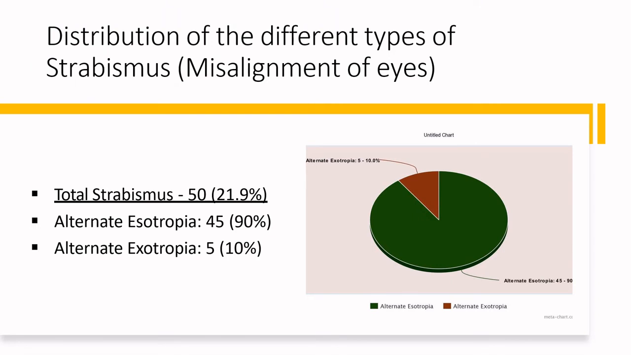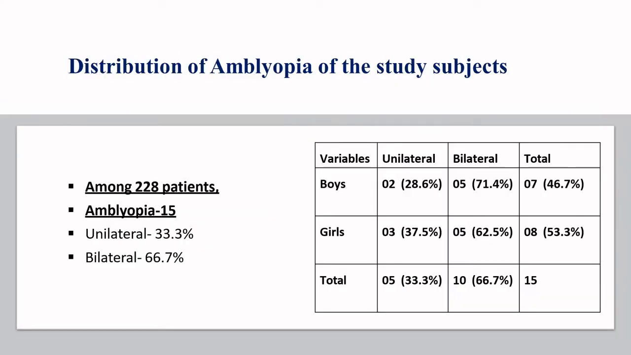Strabismus was found in 50 study subjects. Among them, 90% of children showed alternate esotropia and 10% of children were associated with alternate exotropia. We found 15 children who presented with amblyopia. Among them, unilateral amblyopia was found in 5 children and bilateral amblyopia was observed in 10 children. That was 66.7%.